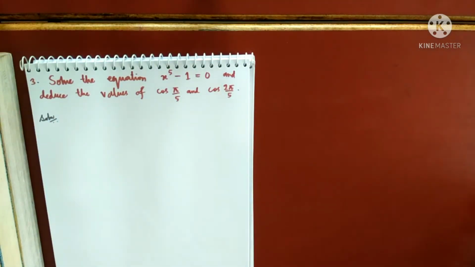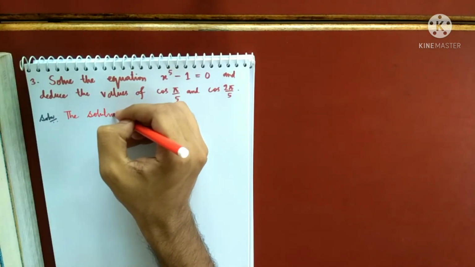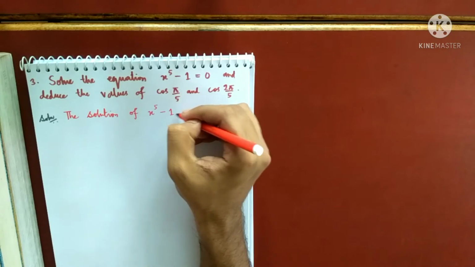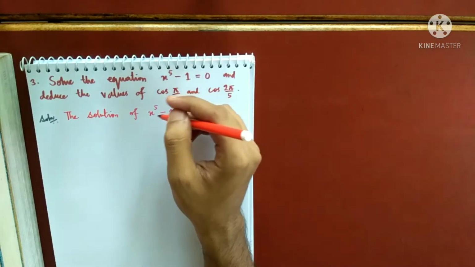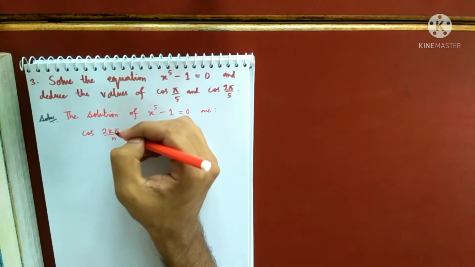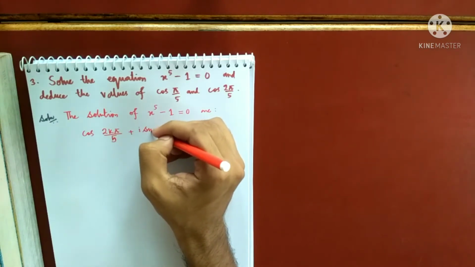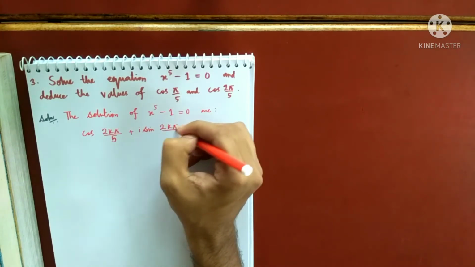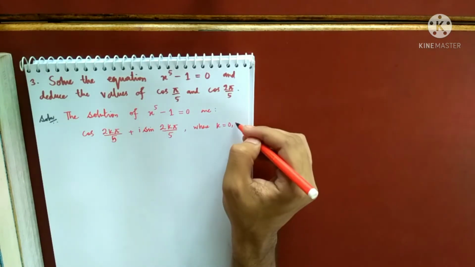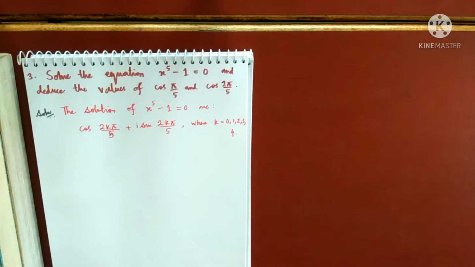You know why? The solutions of x to the power 5 minus 1 equals 0 are, you already know this, cos of 2k pi by n, here n is 5, plus i sine 2k pi by 5, where k equals 0, 1, 2, 3 and 4. So these are all 5 roots.